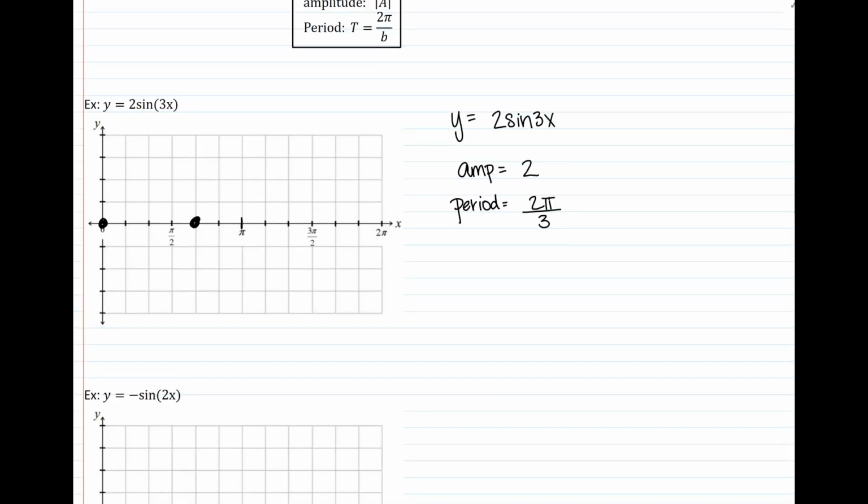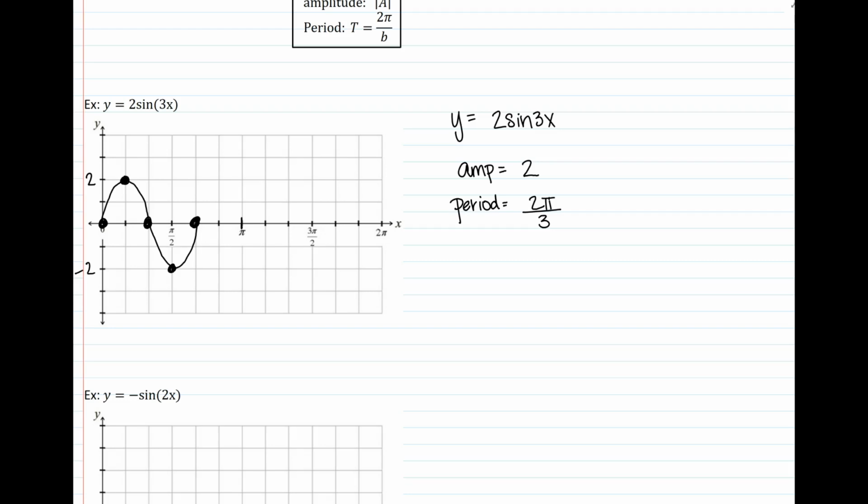So let's see. I want to have an x-intercept halfway between the beginning and the end. I want to have my maximum, which is 2, halfway between the first two x-intercepts, and my minimum halfway between the last two x-intercepts. If you can draw those 5 dots, then you just have to squiggle them together to complete the graph.